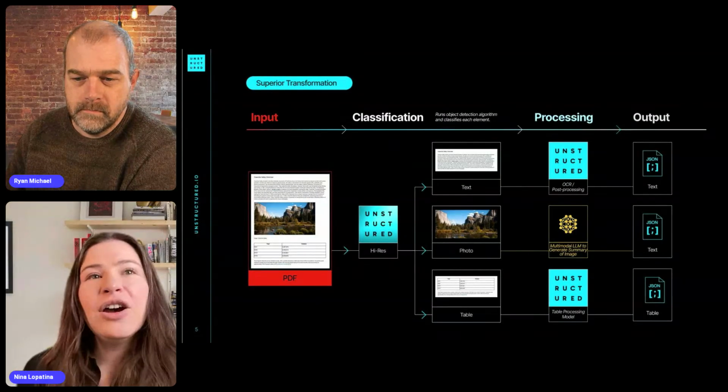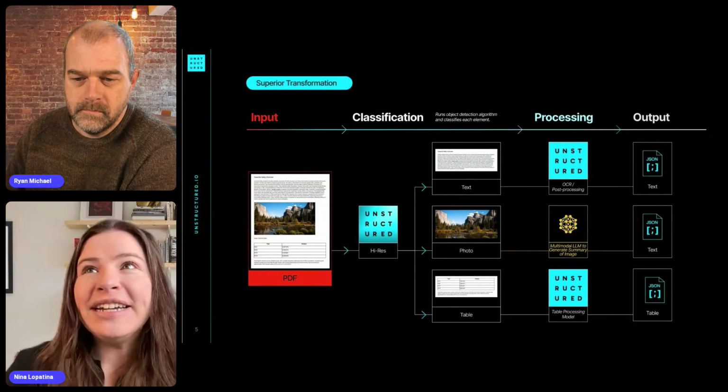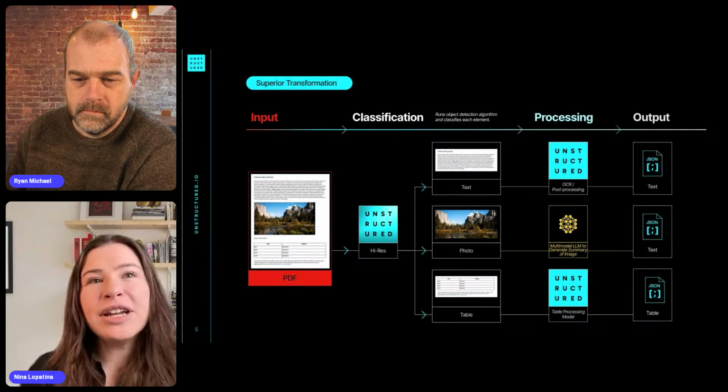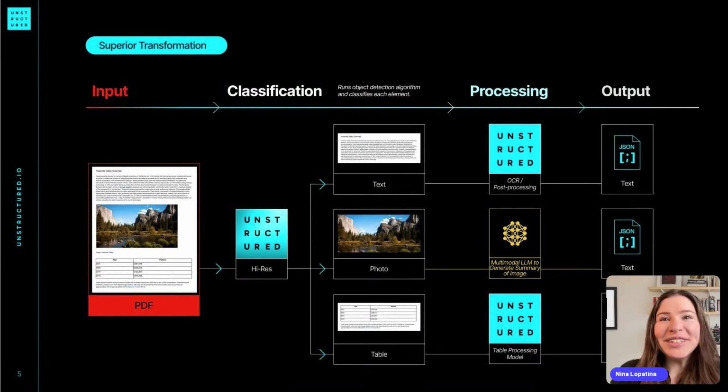And then the way that we operate is that we might take an input like a PDF, and then let's say you're using our high-res pipeline since you have simpler images and you don't need to throw a VLM at everything. You would get the text extracted with OCR. We could caption the image with a multimodal LLM, and then we would use our proprietary table processing model to extract the table and its structure as text, as HTML.